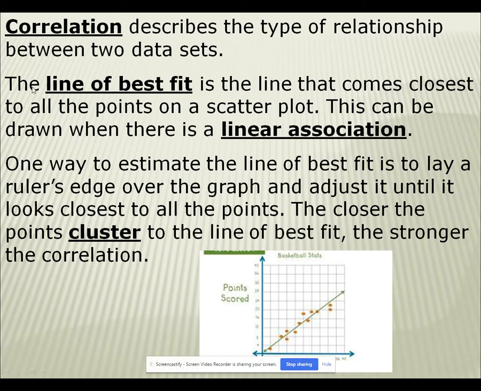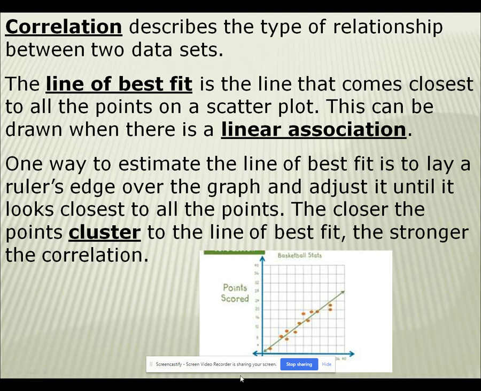Then you have what's called the line of best fit, which you should have talked about before. The line of best fit is the line that comes the closest to all the points on the scatter plot. This can be drawn when there is a linear association. So all that means is, if I look at a graph, and pretend this line's not here, you see all the dots, and if it looks like I could draw a line that would go through the middle of the dots, that means there's a linear association. The dots are not a straight line, but they are going in a pattern in kind of a close clustered line together.